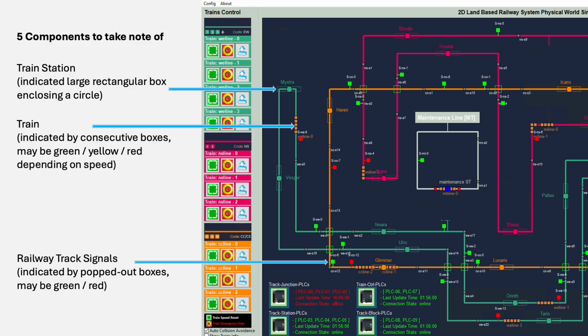Let's move on to the center of the interface. There are 5 railway components to take note of here. These are the same as before. The train station is indicated by a large rectangular box with a circle inside. The train is indicated by consecutive boxes, which may be green, yellow-orange, or red depending on the speed of the train. The railway track signals are indicated by the popped-out boxes, which may be green or red depending on whether they are open or closed.